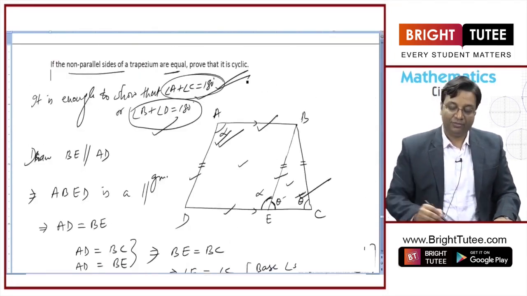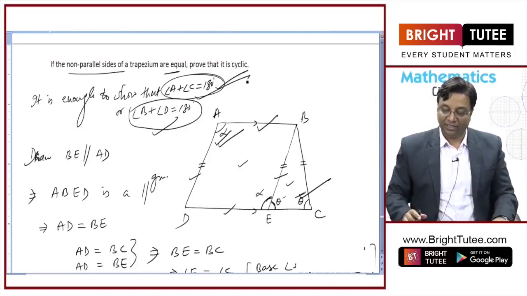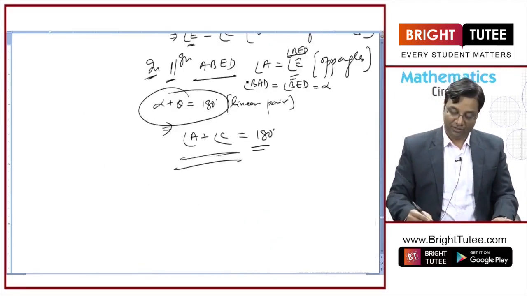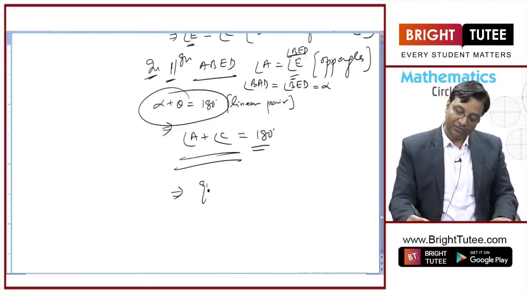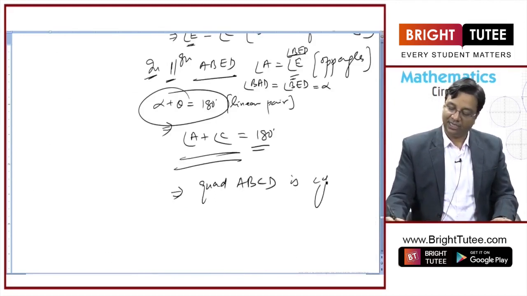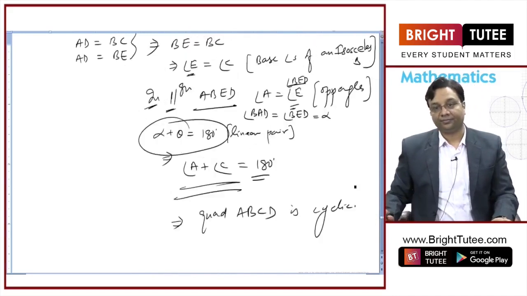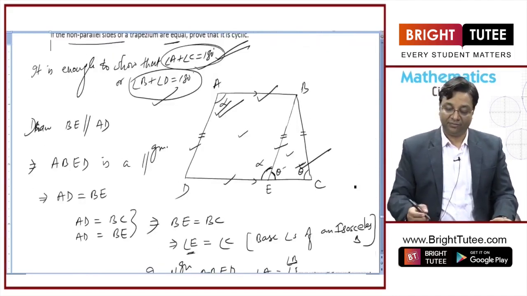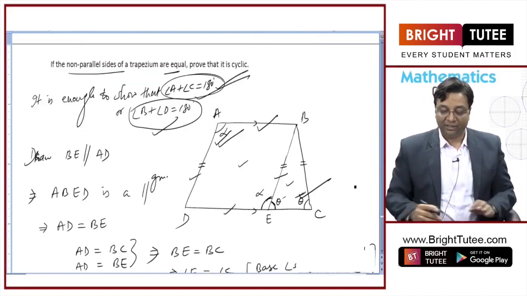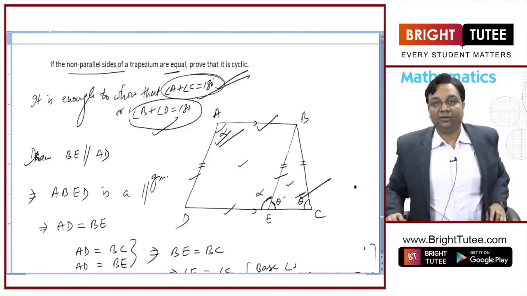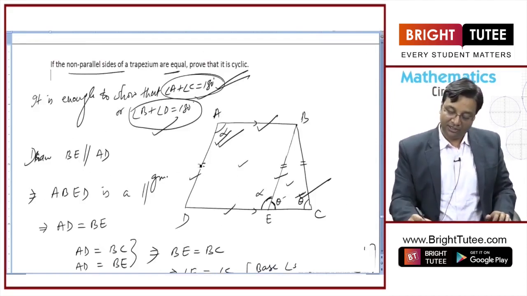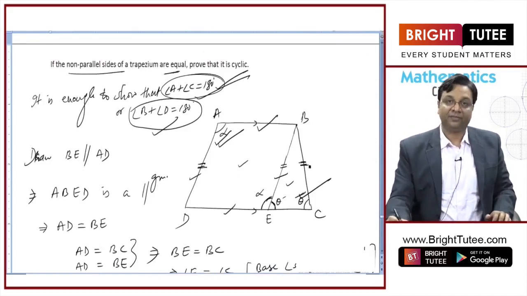Which is enough for me to say that quadrilateral ABCD is a cyclic quadrilateral. Hence, quadrilateral ABCD is cyclic, right? So when I get this isosceles trapezium. Why do I call it isosceles trapezium? Because its non-parallel sides are equal.